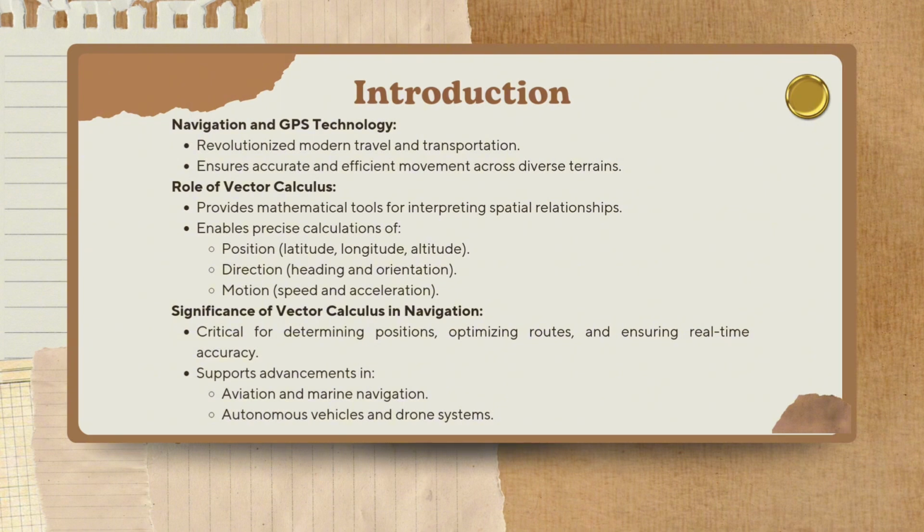Navigation and GPS technology have revolutionized modern travel and transportation by ensuring accurate and efficient movement across diverse terrains. At the core of these systems lies vector calculus, which provides essential mathematical tools for interpreting spatial relationships and also enables precise comprehension of positions, direction, and motion. Vector calculus in navigation and GPS is significant in determining positions, optimizing travel routes, and also ensuring real-time accuracy. Furthermore, it supports advancements in aviation and marine navigation as well as cutting-edge technologies like autonomous vehicles and drone systems.